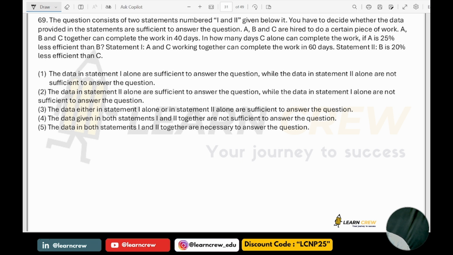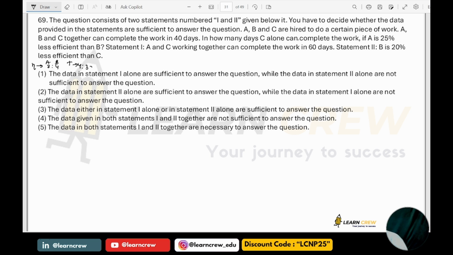A, B, C are hired to do a certain piece of work. A, B, C together can complete the work in 40 days. In how many days can C alone complete the work? If A is 25% less efficient than B, then the efficiencies of A and B are 3:4, so the times taken will be in the ratio 4:3.